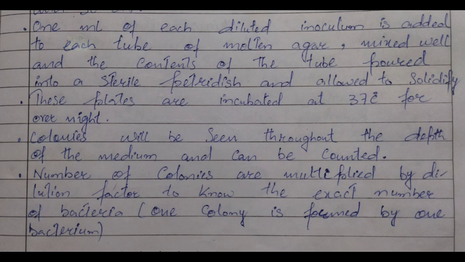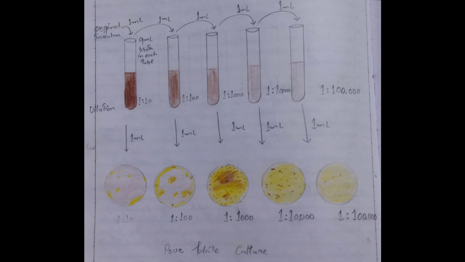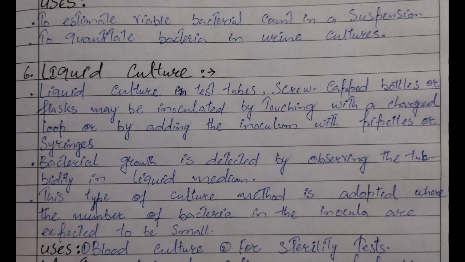Colonies will be seen throughout the depth of the medium and can be counted. The number of colonies is multiplied by the dilution factor to know the exact number of bacteria. One colony is formed by one bacterium. Uses देखेंगे पोअर प्लेट कल्चर की: to estimate viable bacterial count in a suspension, to quantitate bacteria in urine cultures.